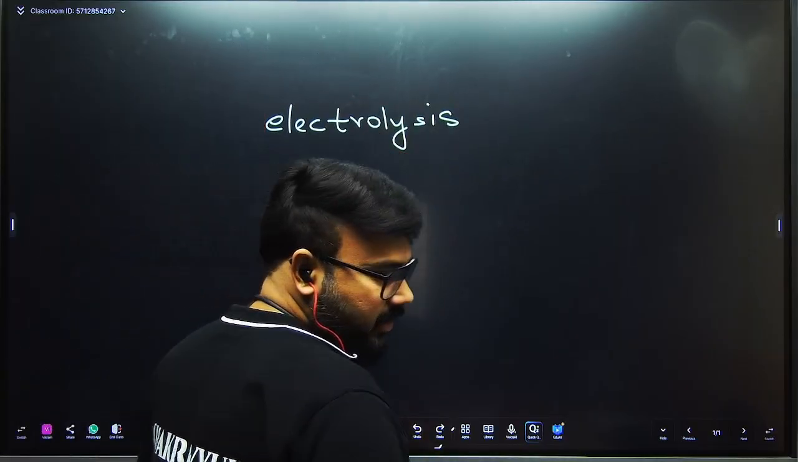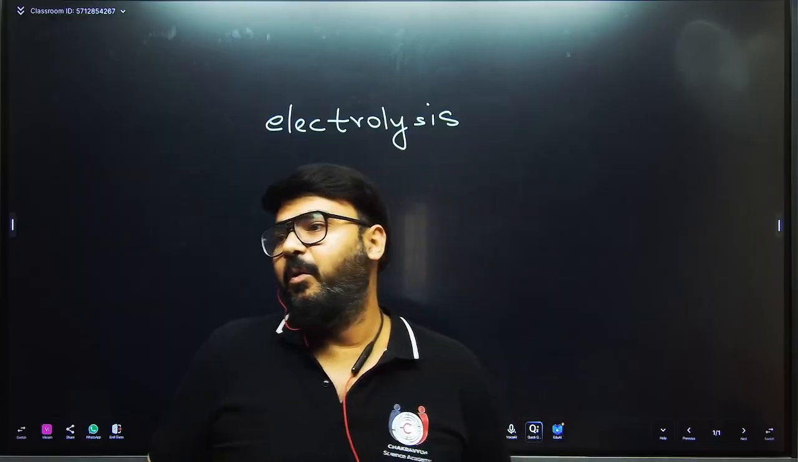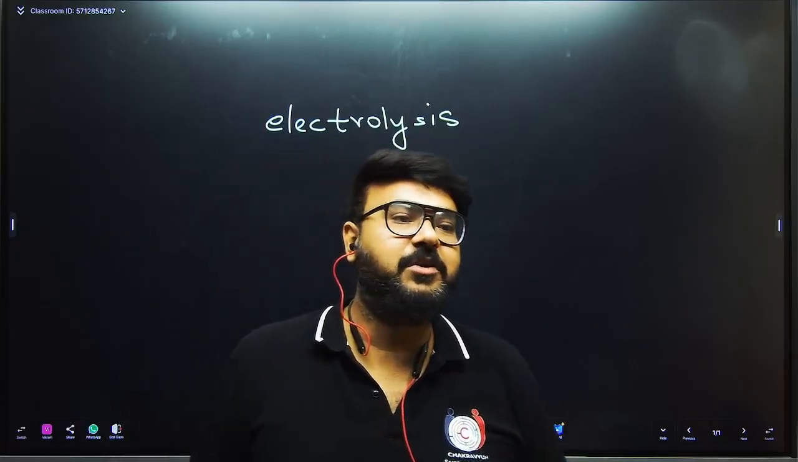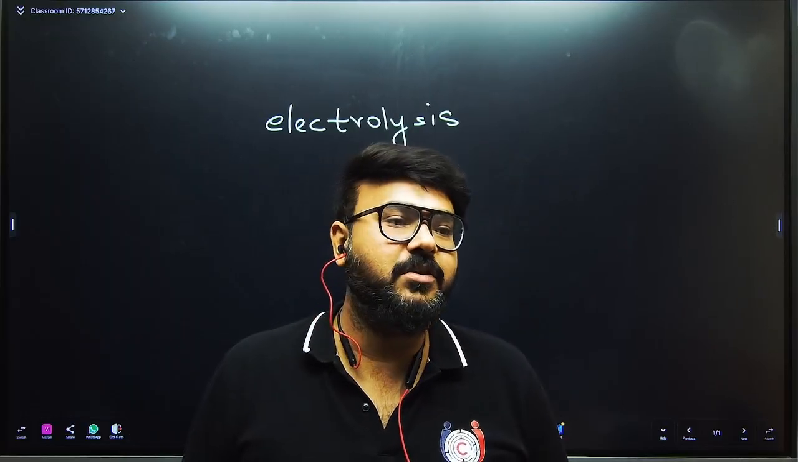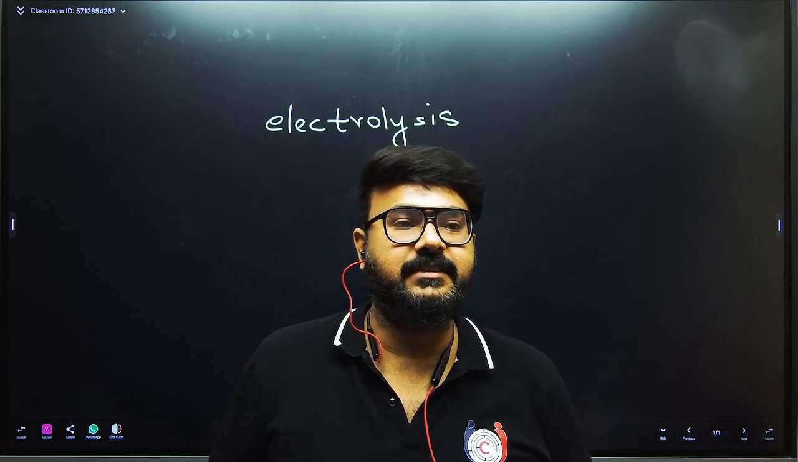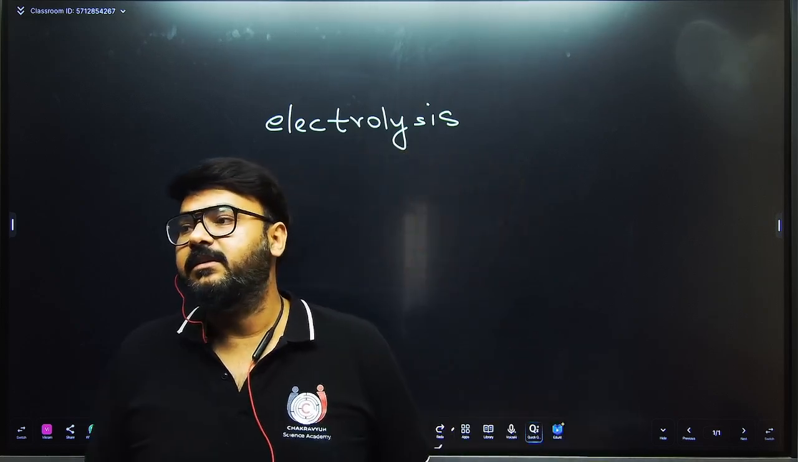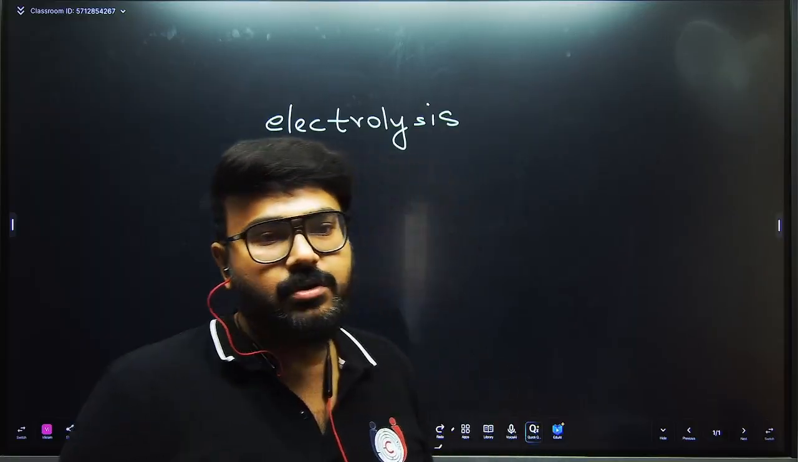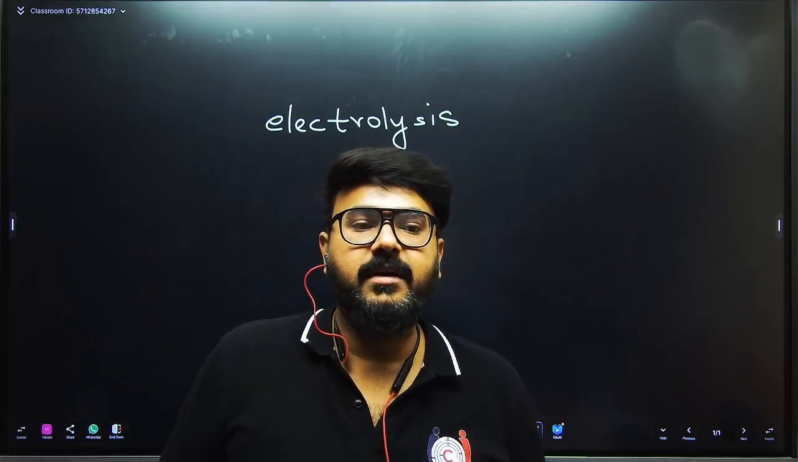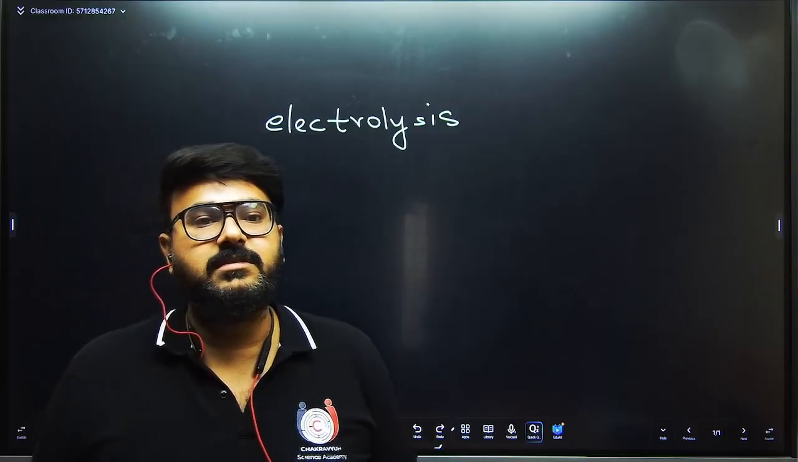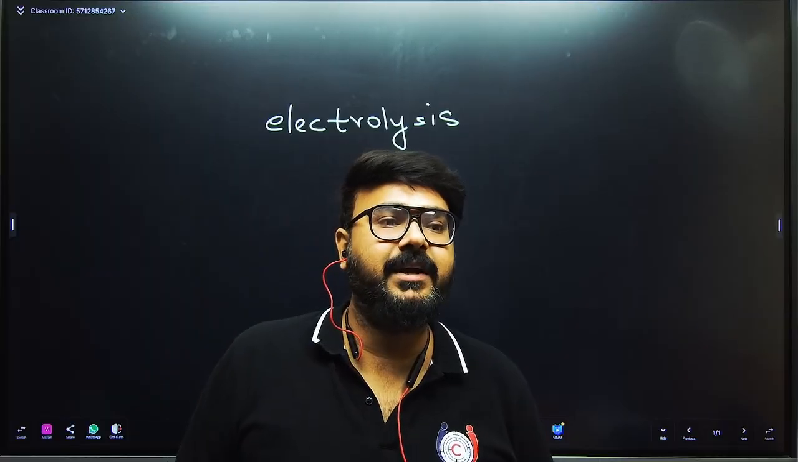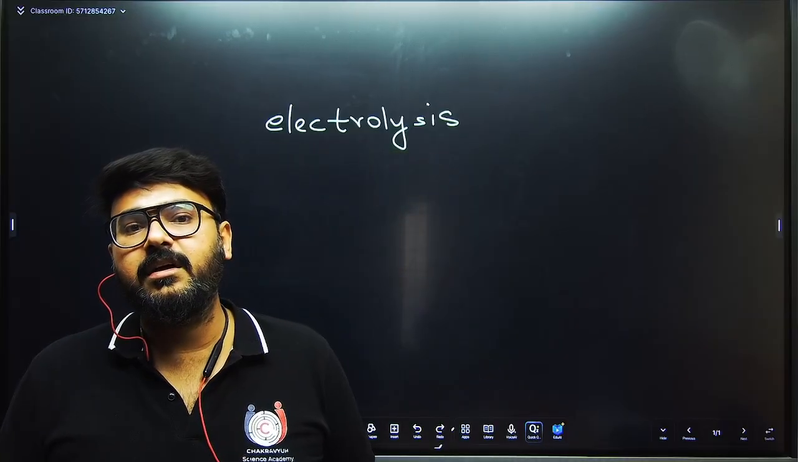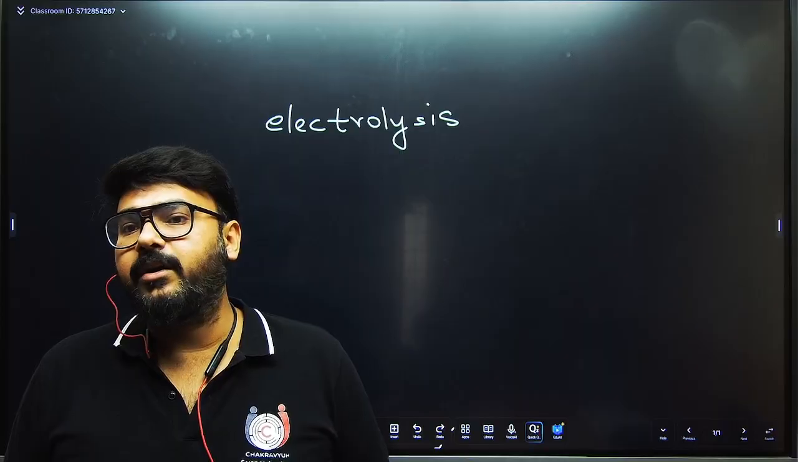So what do you know about electrolysis? One cathode, one anode, one electrolyte. Cations go to cathode, anions go to anode. Electrolysis complete. That's it. Right? Now, electrolysis we all know. Everyone knows about electrolysis. But what we have to learn today is how to write the product at electrolysis.